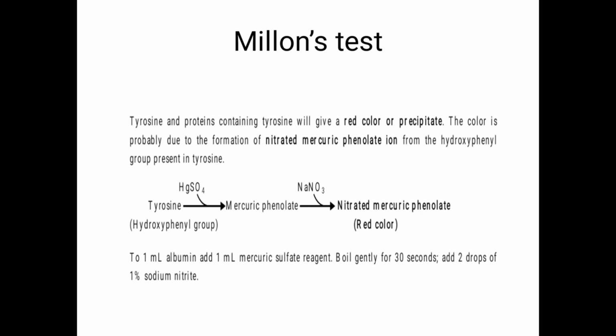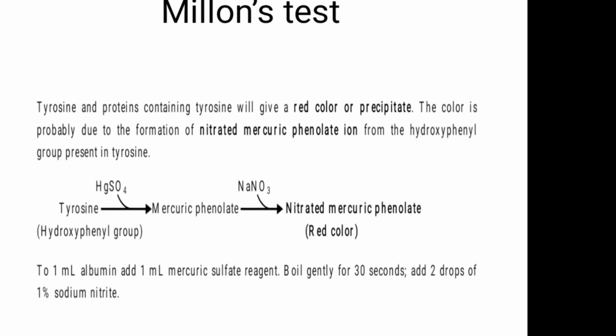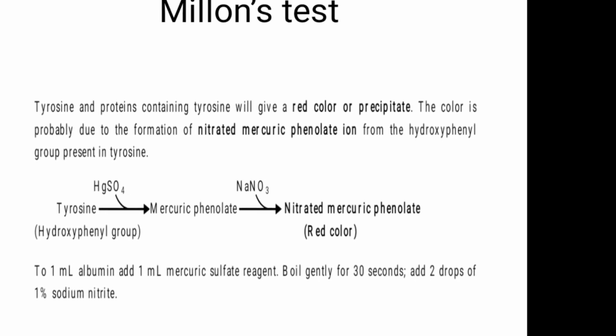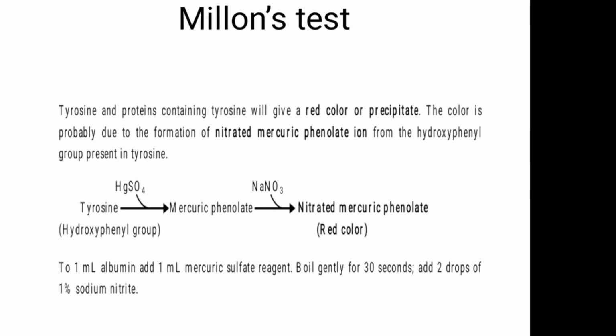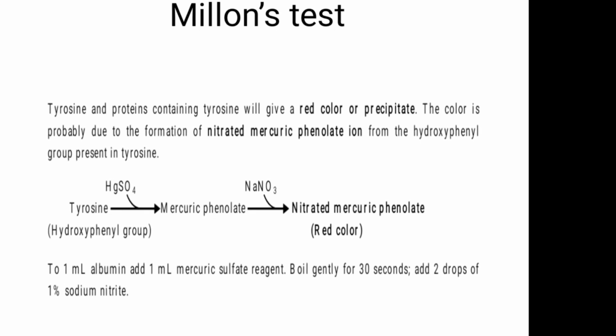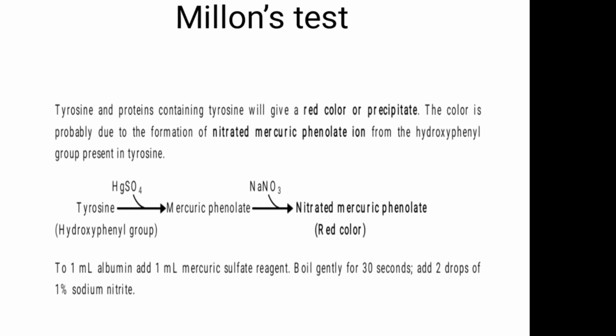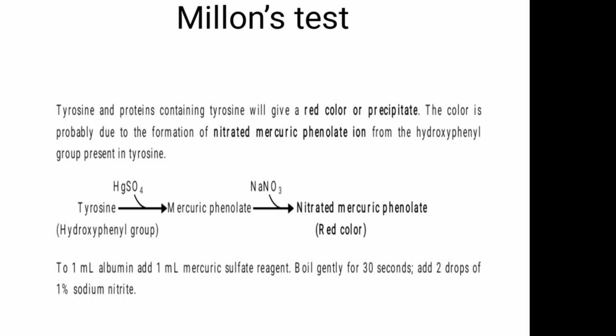Third reaction is Millon's test, also called Cole's test. This is particularly for tyrosine, and proteins containing tyrosine. What is tyrosine? Tyrosine is an aromatic amino acid. Phenylalanine, tyrosine and tryptophan are aromatic amino acids. So Millon's test is particularly for tyrosine.